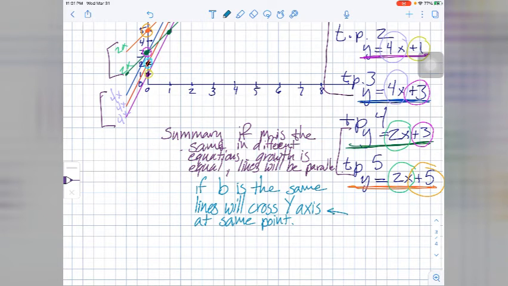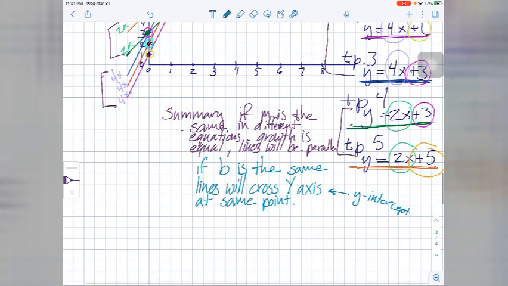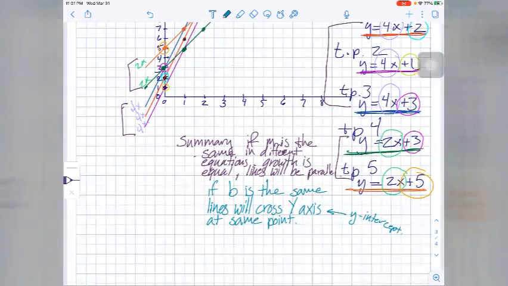Okay, and one little note is I haven't talked about this yet at all. The place where the line crosses the y-axis is called the y-intercept. Intercept. That says interrupt. Let's fix it. Intercept. Okay. I think that's probably about all we need to say about that.